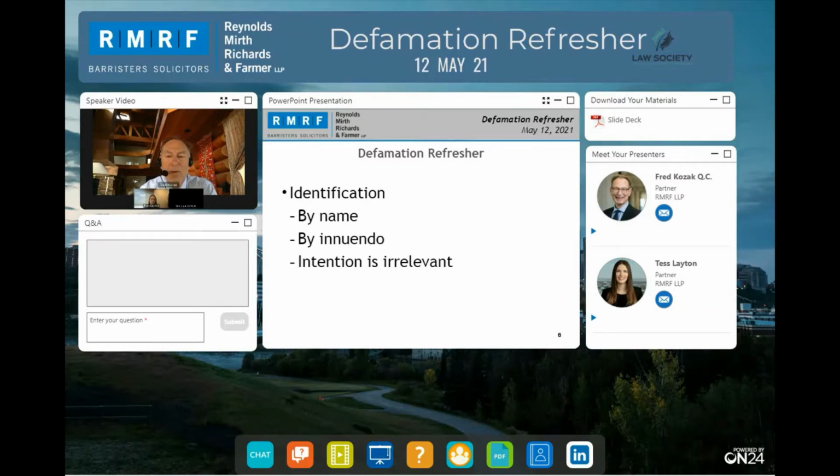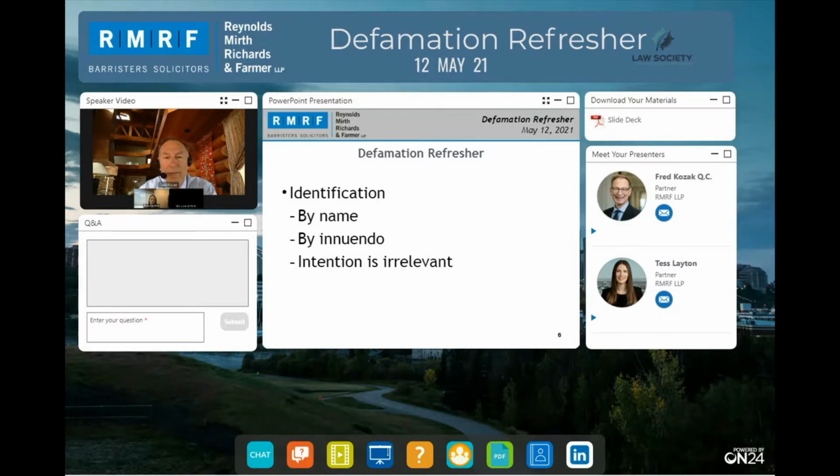Identification, again, pretty straightforward. Obviously, if you identify somebody by name, that constitutes identification under the Defamation Act. But you can also do it by including an image. You can do it by referring to somebody's title without actually naming them. And in some instances, you can identify a plaintiff by referring to a small group.